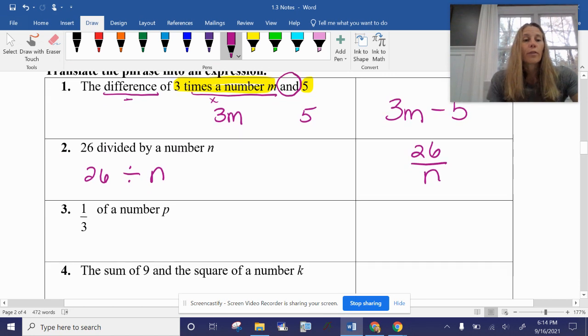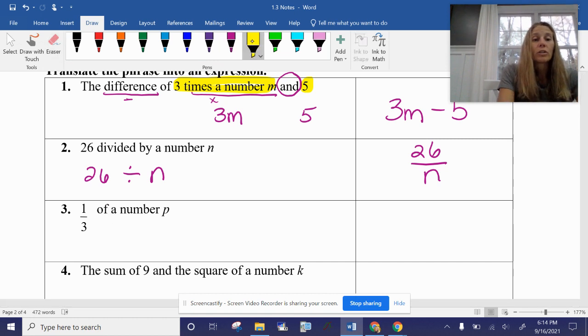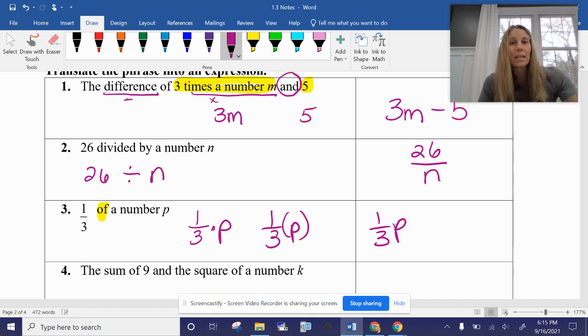Okay, number 3, 1/3 of. So when we see that word of, like I mentioned to you earlier, that's going to indicate that we're going to do some multiplication. So this could be 1/3 times p. It could be 1/3 times p like this. It could just be 1/3 p. You don't really need a multiplication sign or parentheses when you're just multiplying two things. When you smush them up next to each other like that, it indicates multiplication.